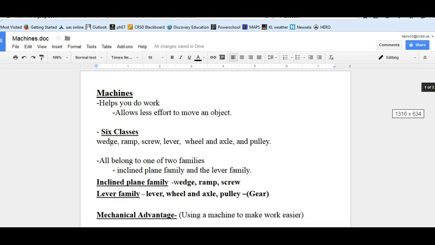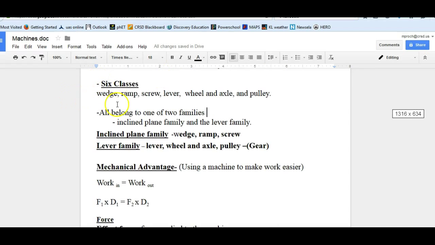So if we keep going here, there's really 6 classes of machines, and they are a wedge, a ramp, screw, lever, wheel and axle, and pulley. Okay, so a wedge, like if you're going to split wood, looks something like this. A ramp is really something called an inclined plane, and very similar to a wedge. A screw is just something that looks like this, with some threads on it. Really just a wedge with some teeth on it.